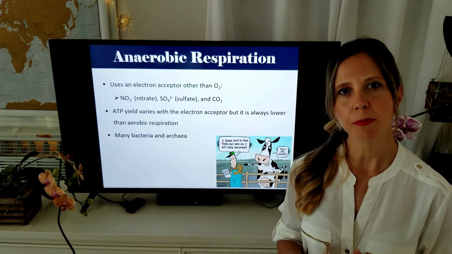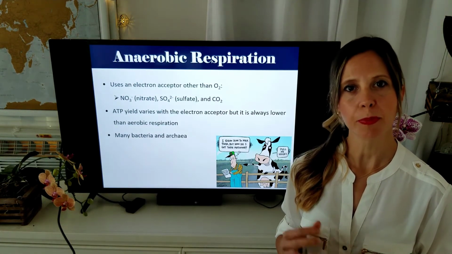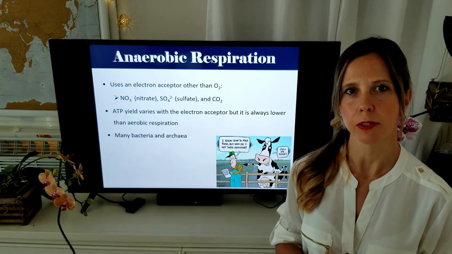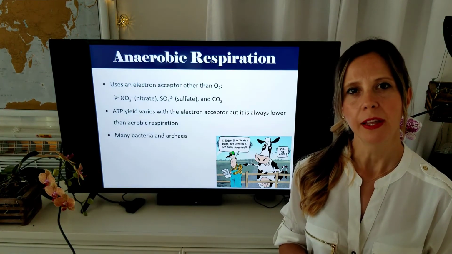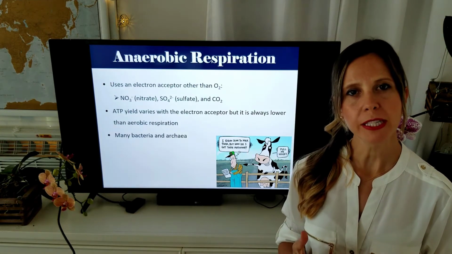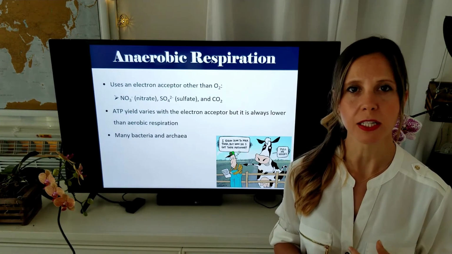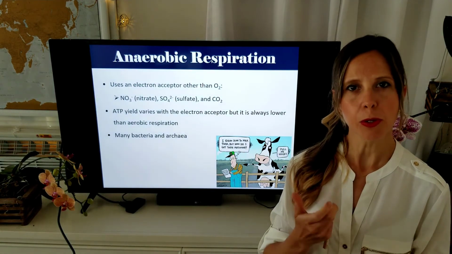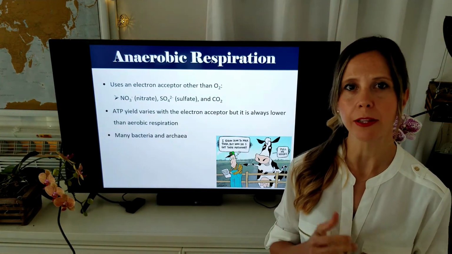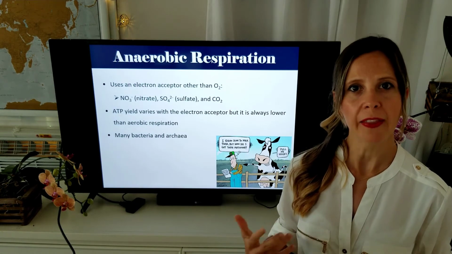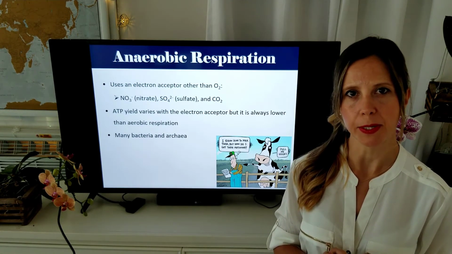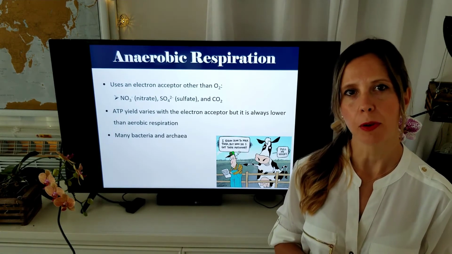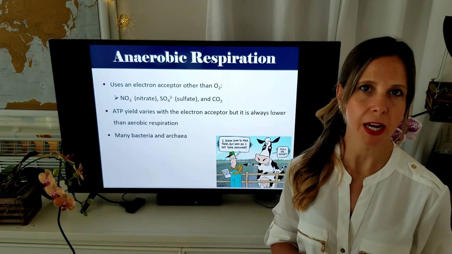The amount of ATP produced during anaerobic respiration depends on the final electron acceptor that's used, and it will always be lower than aerobic respiration. The reason for this is because oxygen is such a strong oxidizing agent because of its high electronegativity. So it pulls the electrons very quickly through the electron transport chain and therefore generates more ATP. Organisms that use anaerobic respiration include bacteria and archaea.